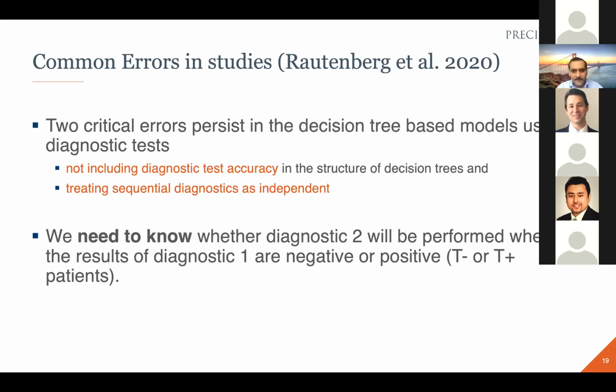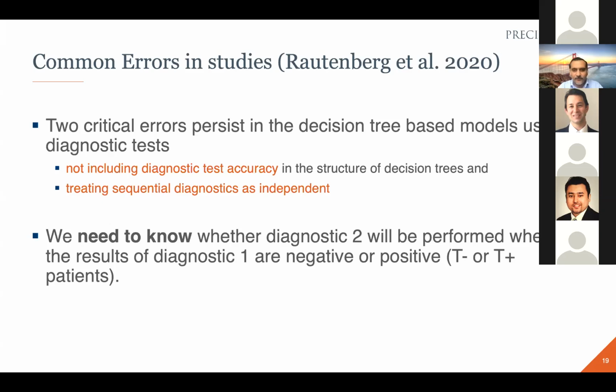Now, a different aspect that has also not been seen in some of the studies is treating sequential diagnostics as independent. What that means is, suppose you are diagnosing for something and then you are diagnosing again for something else. Sometimes some of these studies use two different trees, but the result might be related to one diagnostic test. So sequential diagnostics should not be independent, they should be dependent. The result of one test should depend on the result of the diagnostic test before it.